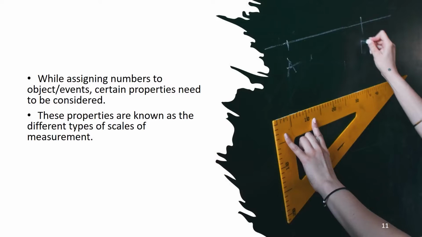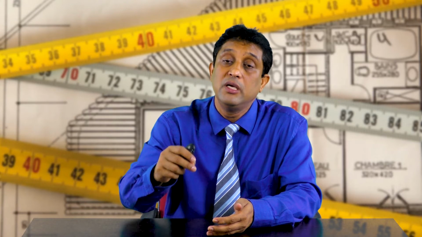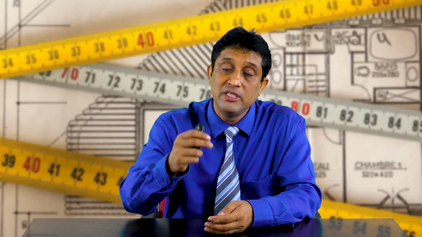Further we will be discussing what the different properties are, called measurement properties, and those properties help us to understand better the different scales of measurement. And further we can say that these properties are known as the different types of scales of measurement. So scales of measurement are based upon qualities, certain criteria or certain properties.